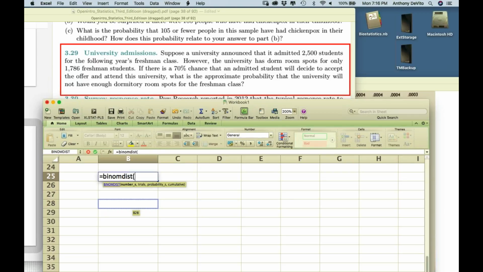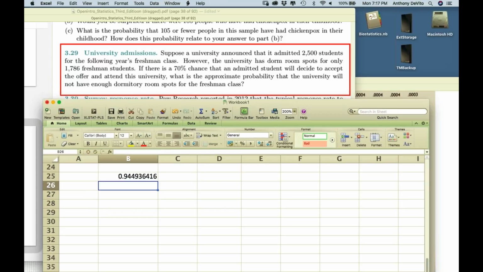Well, binom.dist works the other way down. So let's say, what's the probability of getting 1,786 or fewer? Okay, so our number of successes is 1,786, comma, and our trials is going to be 2,500 students, comma, and the probability that any student will go to school there is 70%, comma. And if we say true, we would get the probability that we would have 1,786 or fewer students that say yes to going to the school.